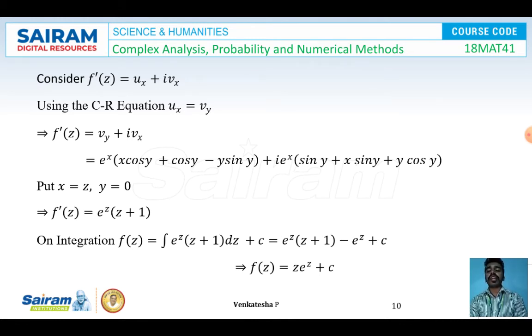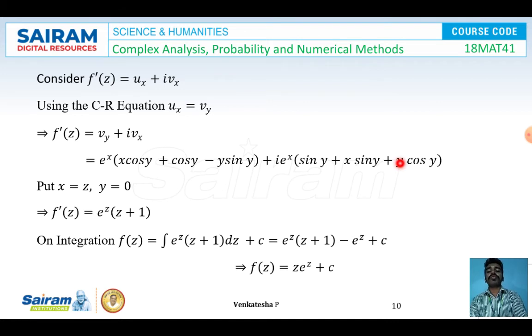So I got the expression: e^x cos y + cos y − y sin y + i (e^x sin y + x sin y + y cos y). Now in this equation, if I replace x = z, y = 0, it becomes e^z cos 0 + cos 0 − 0 + i (e^z · 0 + z · 0 + 0 · cos 0).